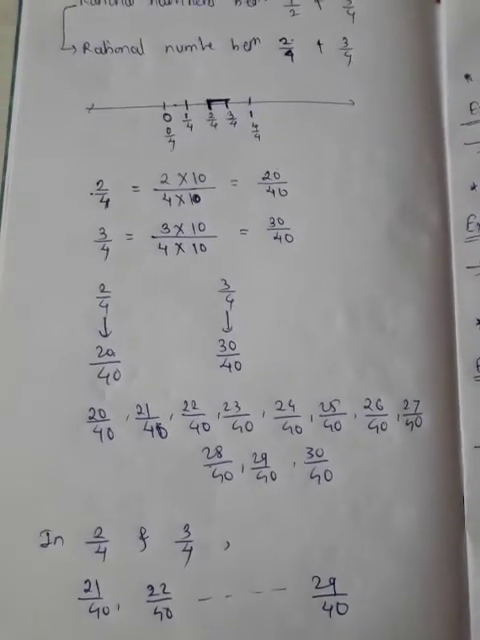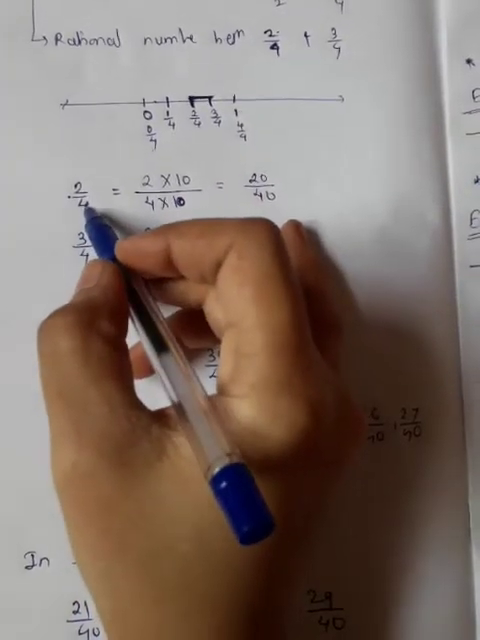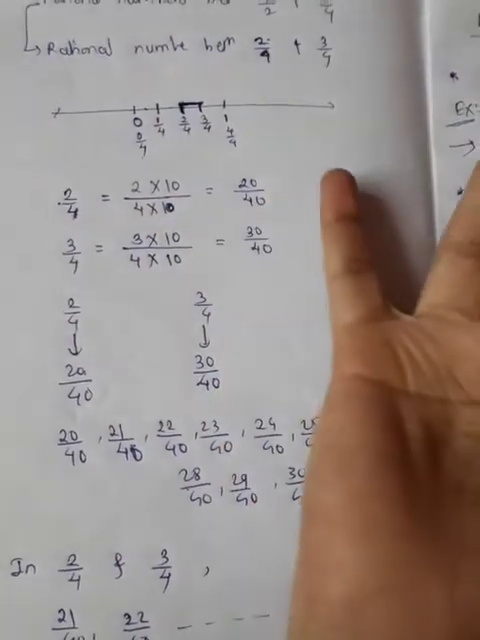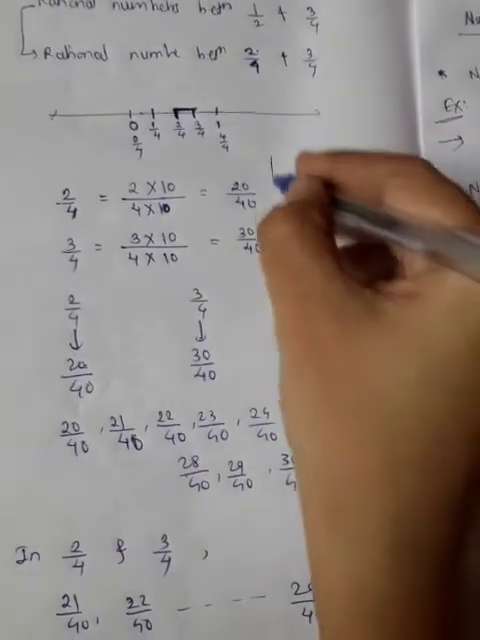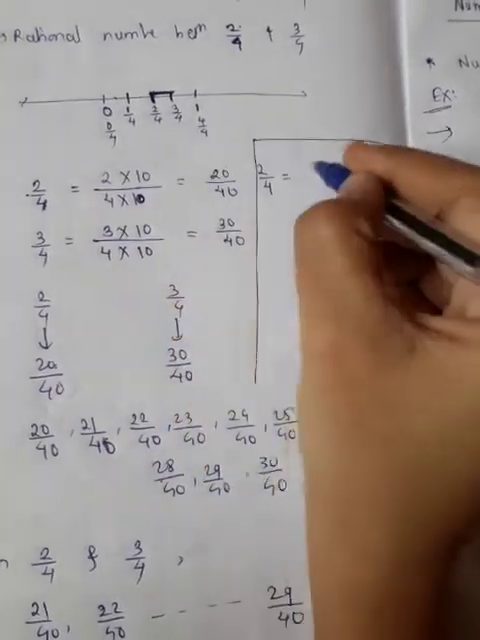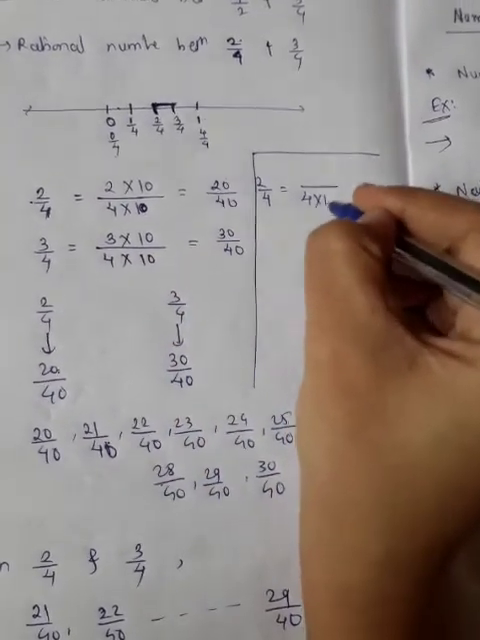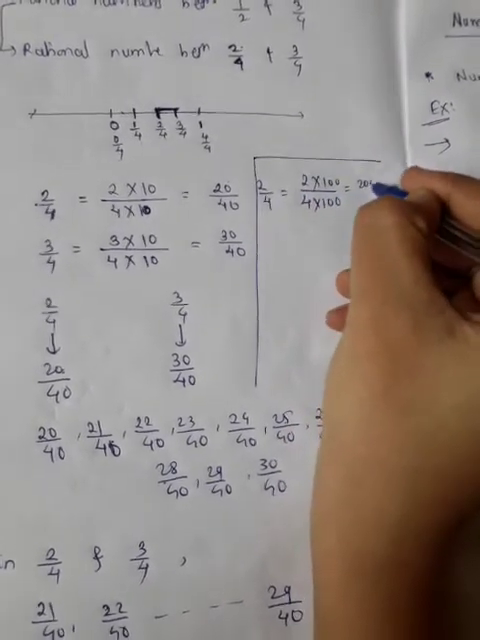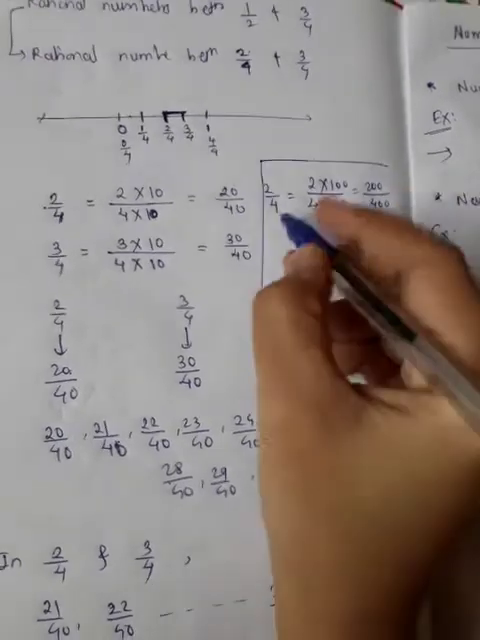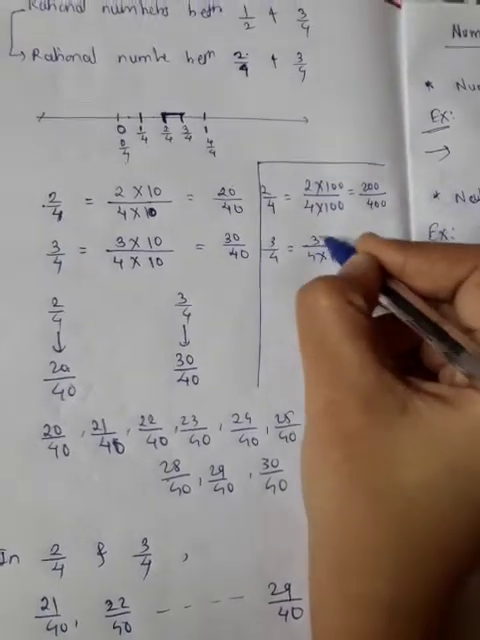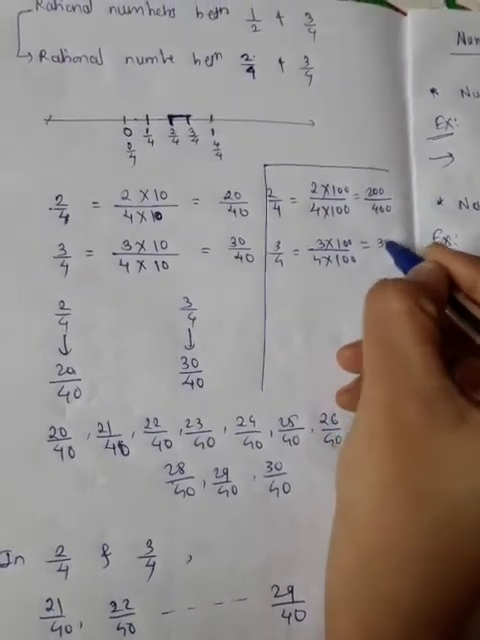So here we have increased the denominator by 10 times. Somebody can increase the denominator by 100 times also. I have told you it depends upon you. So if we increase the denominator by 100 times, then what will we get? 4 into 100, here 2 into 100, which is nothing but 200 by 400. And 3 by 4 is equal to 3 into 100 over 4 into 100. So it gives 300 by 400.